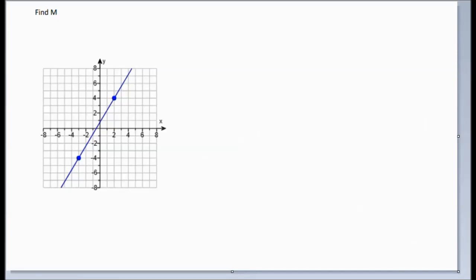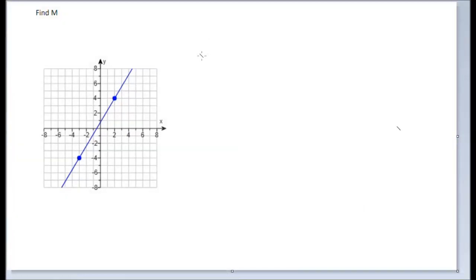Still another question here about slope. This time they're asking to find slope. Okay, another question about slope. This time they just give us the picture, or the graph. We can do a couple ways.